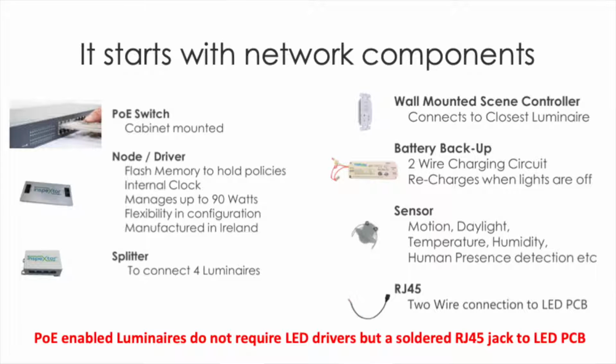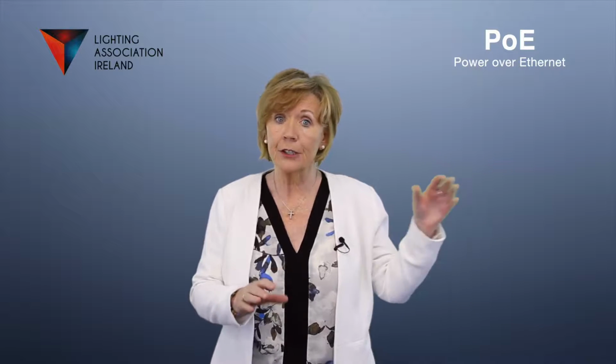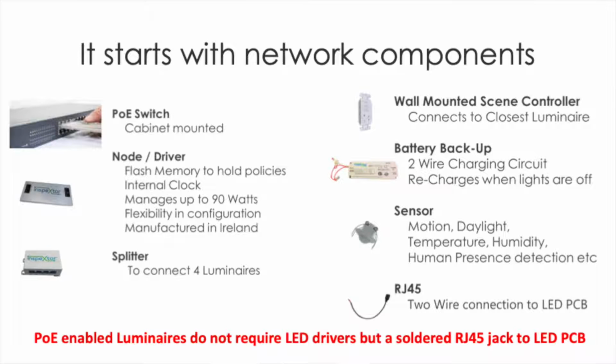So PoE starts with the network components. Initially you have your PoE switch, which will be mounted remotely in a cabinet, more than likely in the comms room. And from there you run out your category 6 out to the nodes, which are out in the field. The node has some software capacity, it manages up to 90 watts, and they're actually manufactured in Ireland. And downstream of that, you have our splitter box, which allows you to optimize the number of luminaires you can have on any home run.